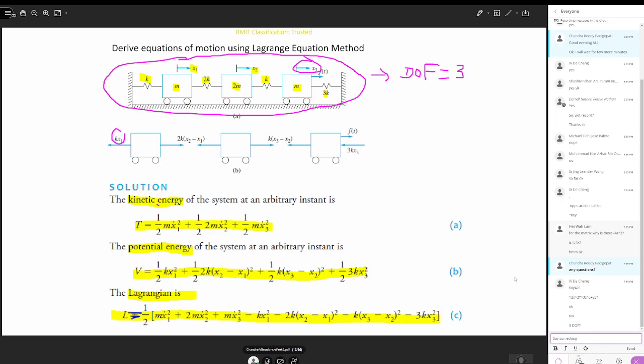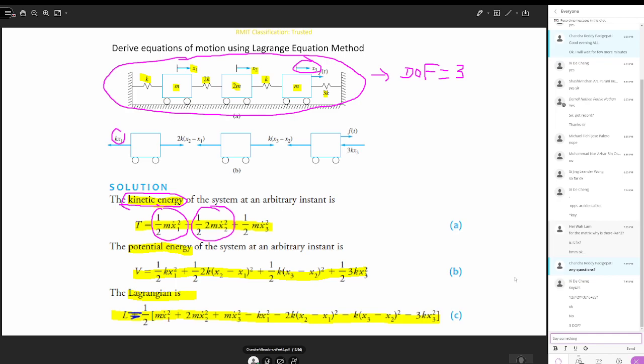Now we'll write the total kinetic energy in the system. For the mass m, half m v1 square, where v1 is the velocity of mass m, so you can write half m x1 dot square. For mass 2m, half 2m x2 dot square, since 2m is the mass and x2 dot is the velocity.